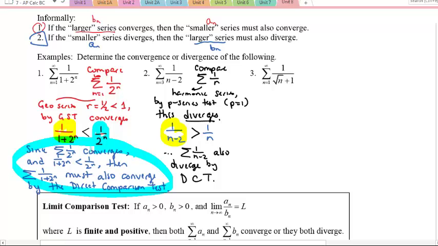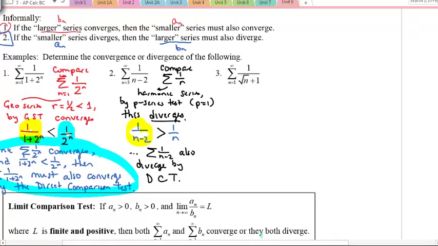All right. How about the third one? You have to decide what you want to compare it to. If you are thinking compare to the sum of 1 over root n, I would naturally think the same way. The p-value in this case is equal to 1/2, so it's less than 1. So by the p series test, once again I'm naming it, right? This must diverge.